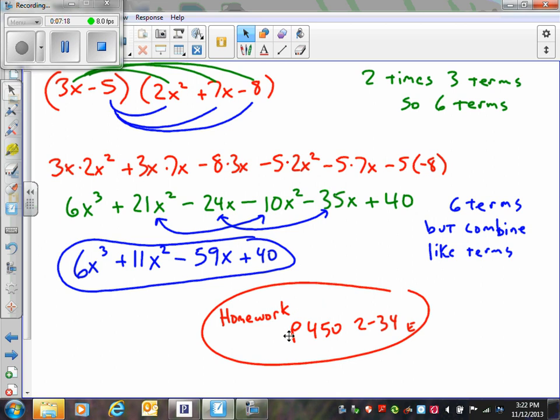And then your homework is page 450, 2 through 34 even.